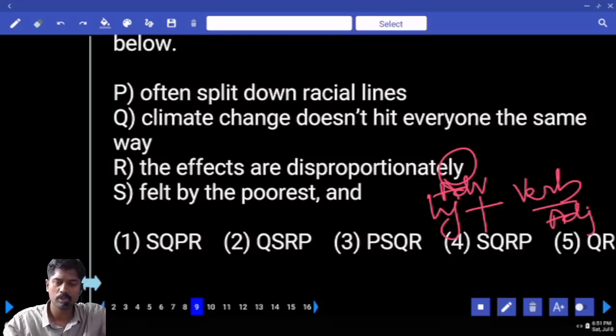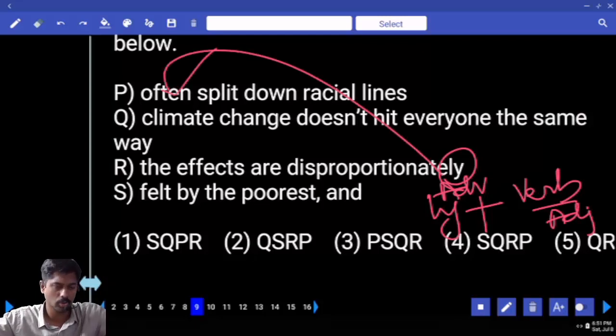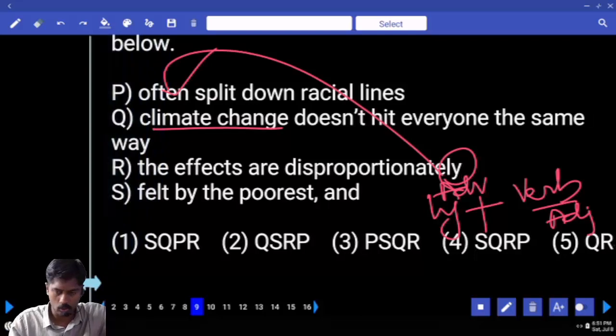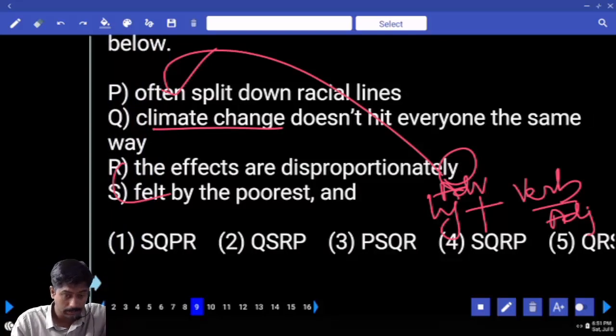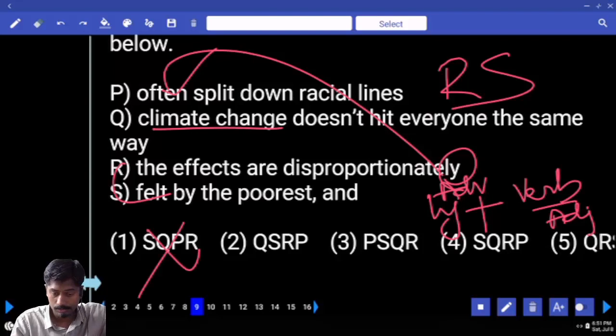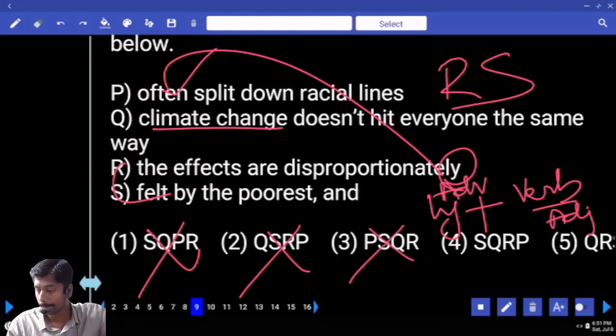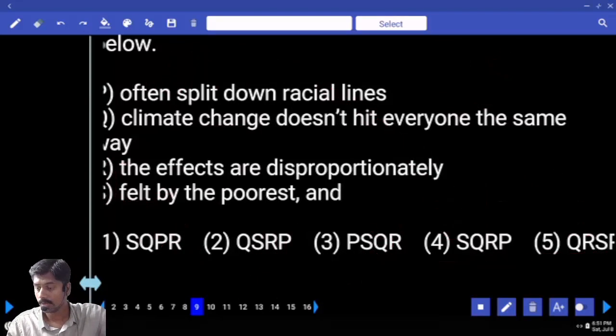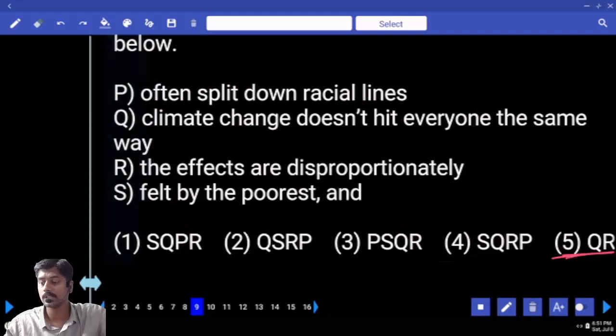So disproportionately, often split, not sure. Climate change, no, because it's now. Disproportionately felt, yes, we can take disproportionately felt. RS, nope, nope. Therefore, the fifth one contains RS.